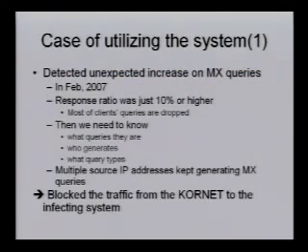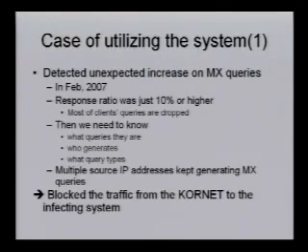I'll explain 2 cases of utilizing the system. The first one is to detect an unexpected increase in MX queries in February 2007. At that time, the traffic was doubled and the response ratio was just 10% or higher. It means most of the client queries were dropped.